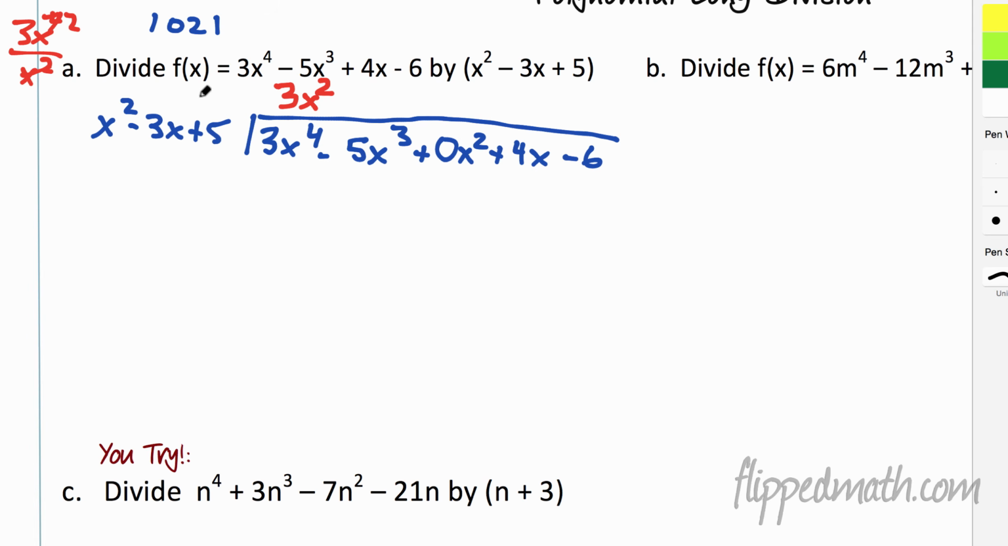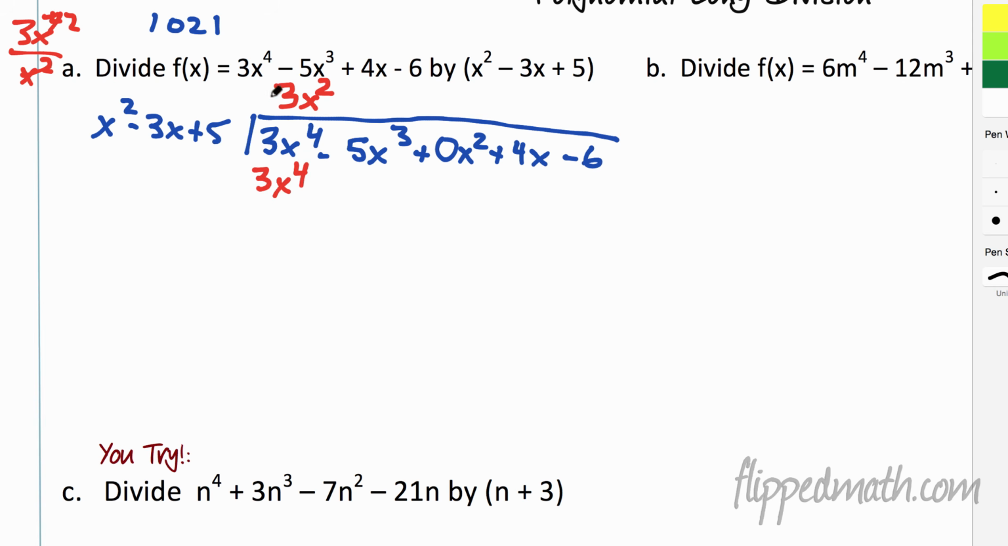Okay, now just like with long division, as soon as you put that part of the quotient on the top, you need to multiply through. Now, this is like the distributive property. You're going to multiply everything through. So as we do that, we should get 3 terms. So what's the first term going to be? Should always be the same. 3x to the fourth.